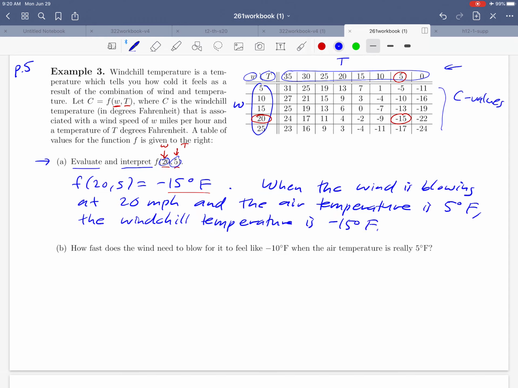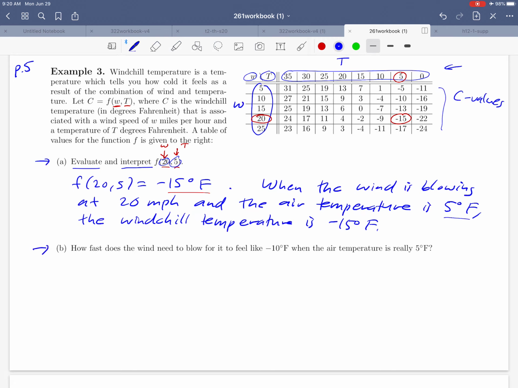Okay, there's our interpretation. And so it's basically saying that at this wind speed and air temperature of 5 degrees Fahrenheit, it's going to really feel like it's negative 15 degrees Fahrenheit. It's going to feel colder. If you've ever lived in a cold climate, you know that this wind chill factor is a real thing.